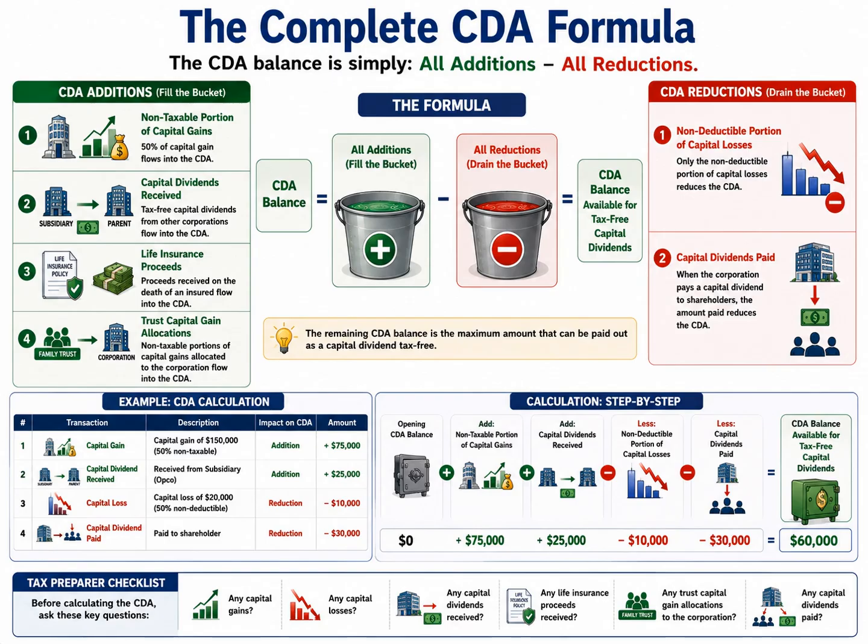The key takeaway is simple. The CDA is not a complicated mystery account. It is a running balance. Add qualifying tax-free amounts. Subtract the required reductions. And the remaining balance represents the corporation's available tax-free capital dividend capacity.